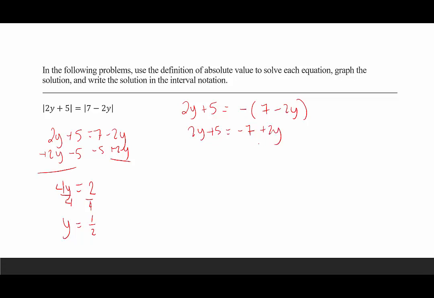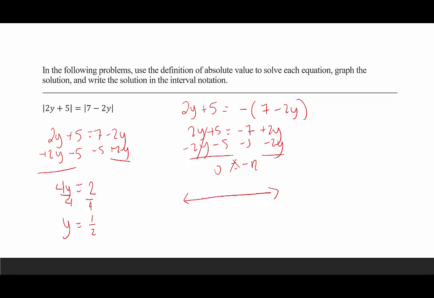And, oops, wait a minute. I'm going to subtract 2y from both sides. And I'm going to subtract 5 from both sides. And here I get 0. And here I get negative 12. Oh, just kidding. There's only one solution because this one didn't pan out. There could have been potentially two solutions if this didn't end up being something weird, but it was something weird. It was a false statement. So we only have one solution, and that is 1/2.